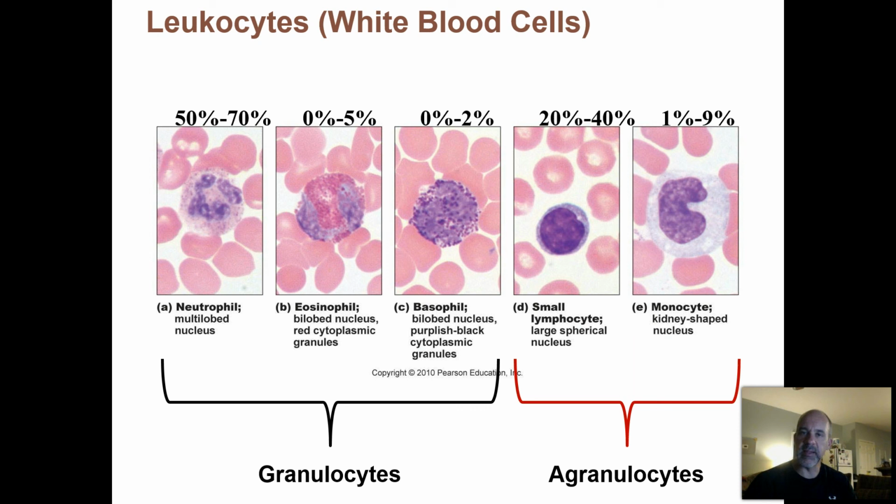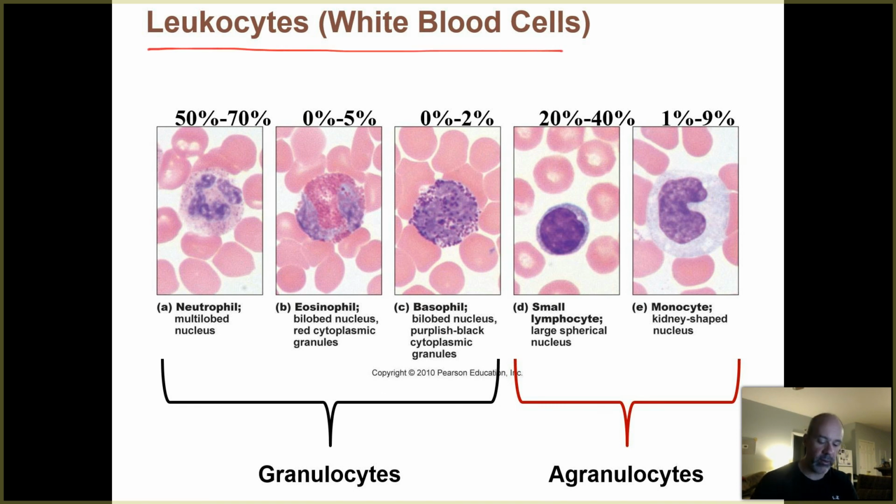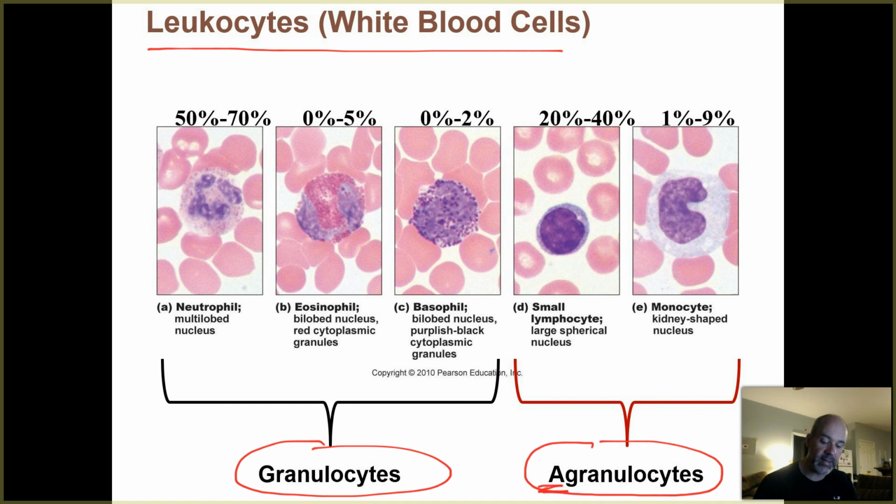All right, so a little bit more about these different types of white blood cells. We'll be covering this over on the anatomy side as well. Your white blood cells can be divided up into two major categories. One category is called the granulocytes, and the other category is called the agranulocytes. The prefix A here means without. Cyte, of course, means cell. Granulo is referring to granules.